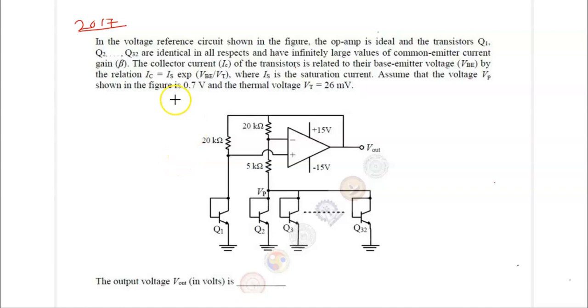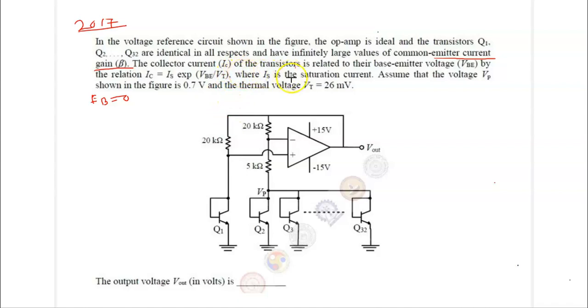First look at this question. First read the question fully. In the voltage reference circuit shown in the figure, the op-amp is ideal and the transistors Q1 and Q2 up to Q32 are identical in all respects and have infinitely large values of common emitter current gain beta. So this point is very obvious here, because this indicates that the current through the base, IB, is 0 because of large beta, so IB you can neglect.